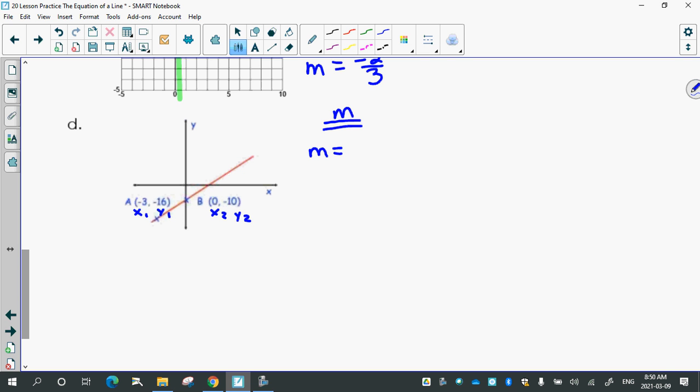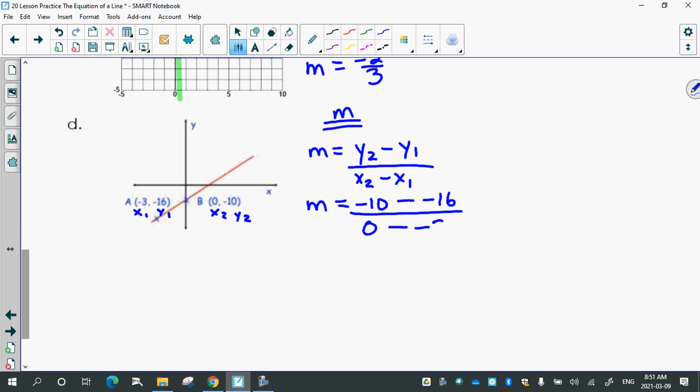So then I need to know the slope formula, which is m equals y2 minus y1, which means the second y value, subtract the first y value, over the second x value minus the first x value. So y2 is negative 10 minus negative 16 over 0, the minus in the formula, negative 3.